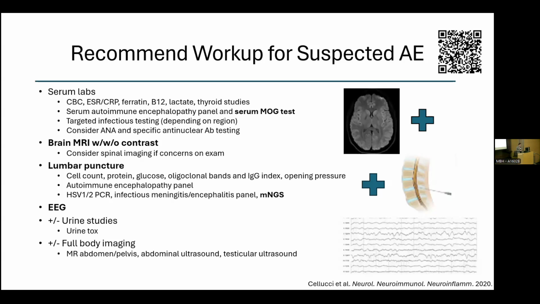EEG can be really helpful. And then urine studies, like I mentioned, if we're worried more about a toxic syndrome, we can get a UTOX, and then full body imaging as well. Like I mentioned, if we're really highly concerned for something like NMDA or paraneoplastic etiology, we'll oftentimes recommend additional body imaging, including, and I should have put on there, ovarian ultrasound.